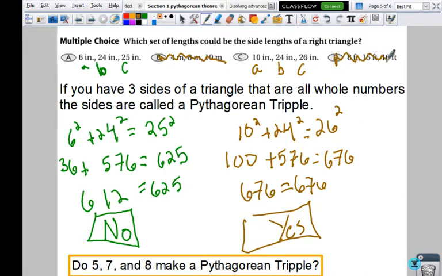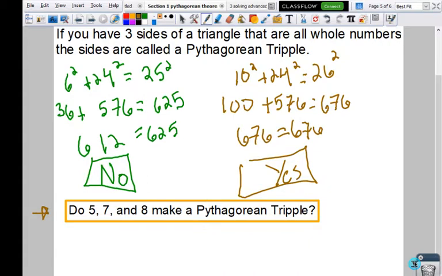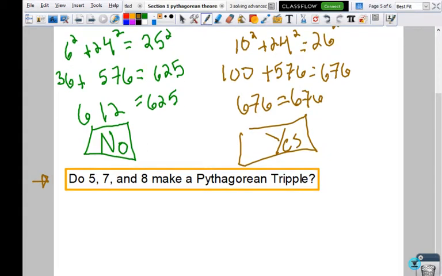Let's get part D, and I want you to do the one in the box. Do 5, 7, and 8 make a Pythagorean triple? Your final answer is either going to be yes or no, but you need to show some work. I'm gonna go ahead and say no.